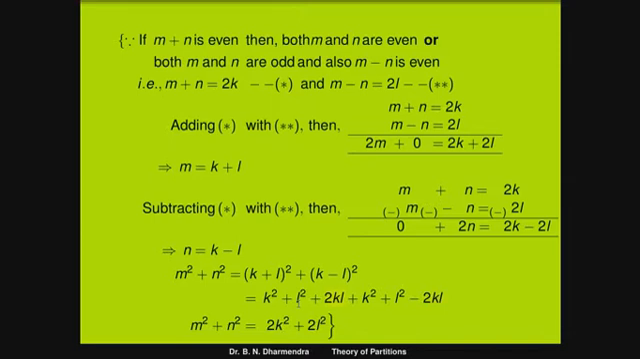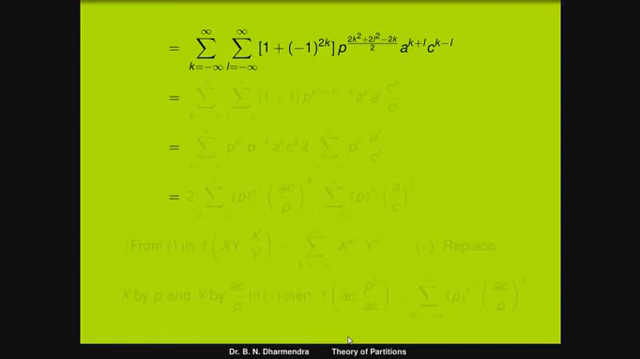So now I have to substitute the terms. If m plus n is even, which implies m is equal to k plus l and n is equal to k minus l, and also m square plus n square is equal to 2k square plus 2l square. So therefore now I have to substitute the values of m plus n and m square plus n square. Here m is running from minus infinity to plus infinity, n is running from minus infinity to plus infinity, which implies both k and l also tend to minus infinity to plus infinity.